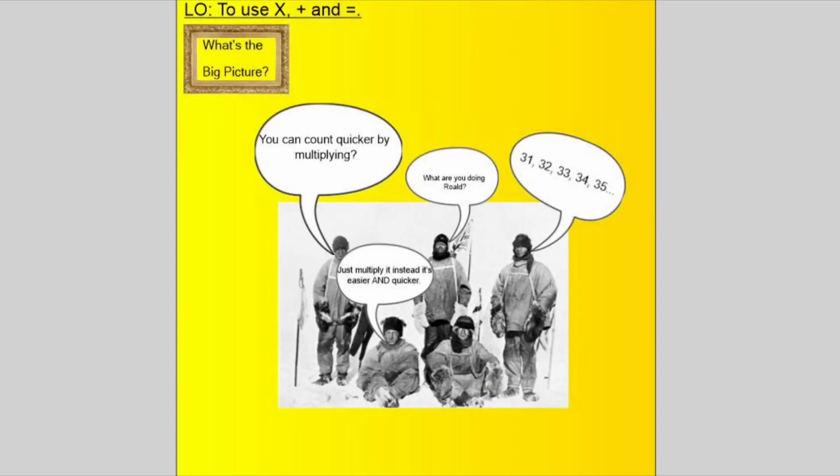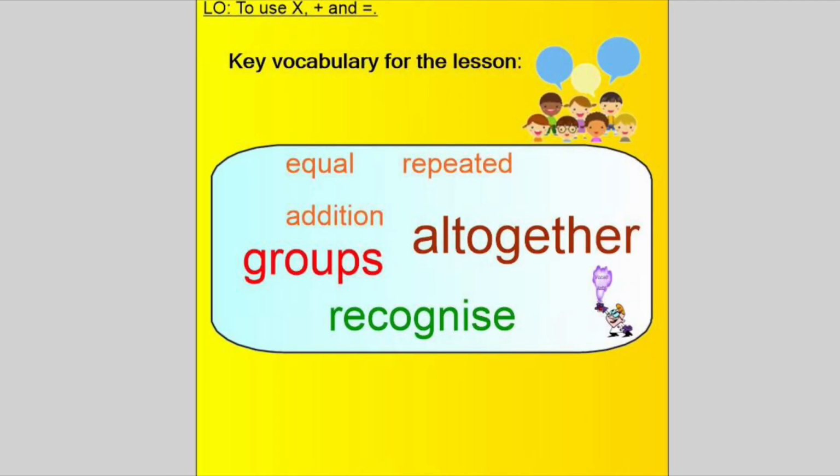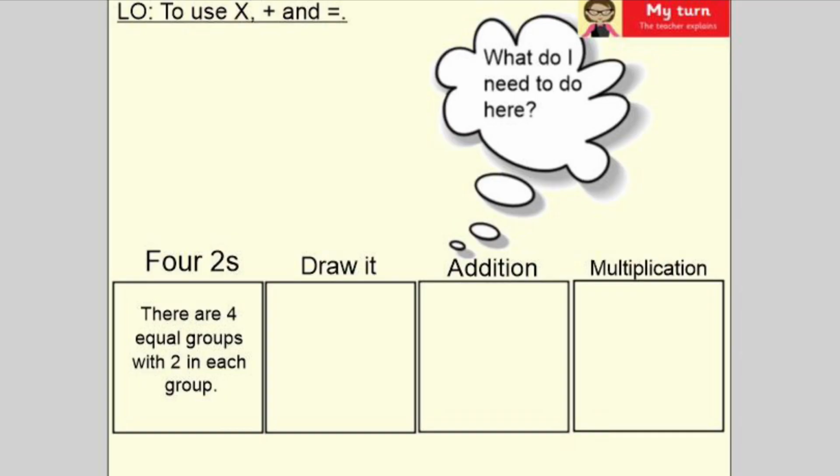What's the big picture? Well, as we've spoken about lots already this week, you can count quicker when you're multiplying, as this group of explorers found out. Our key vocabulary is the same as we looked at yesterday. Equal, repeated, addition, groups, altogether, recognise. We've spoken about all those meanings already this week.